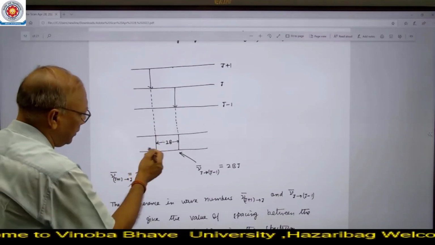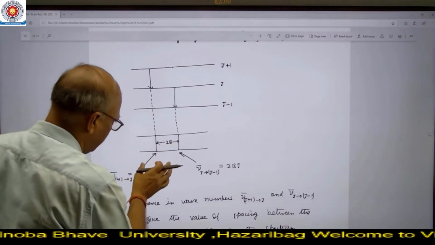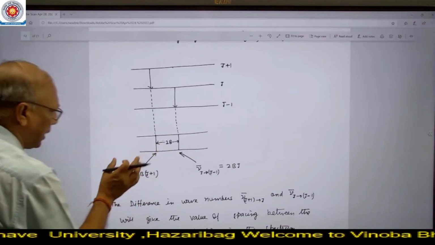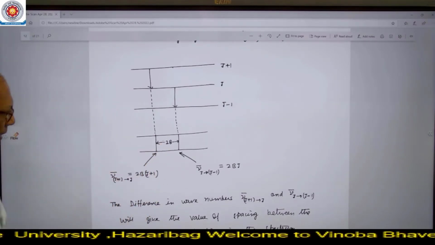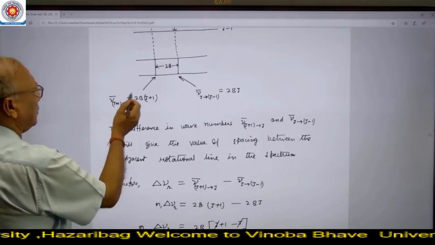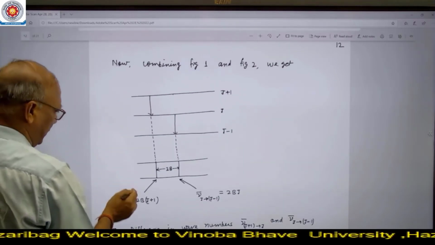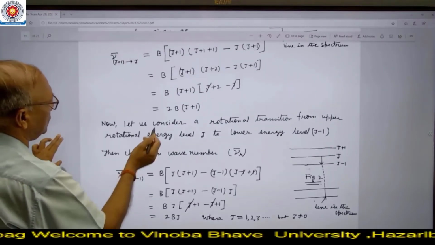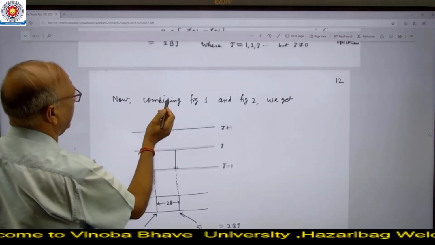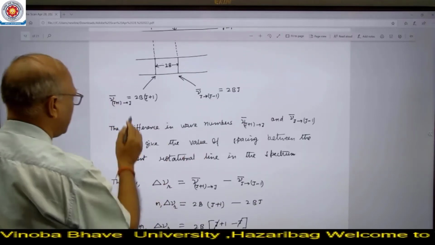And when we take the difference between these two lines, we will have the value of the spacing, and this comes out to be 2B. So the value of this transition we have calculated is 2B(J plus 1), and the value of this transition is 2BJ. Now we take the difference between these two.